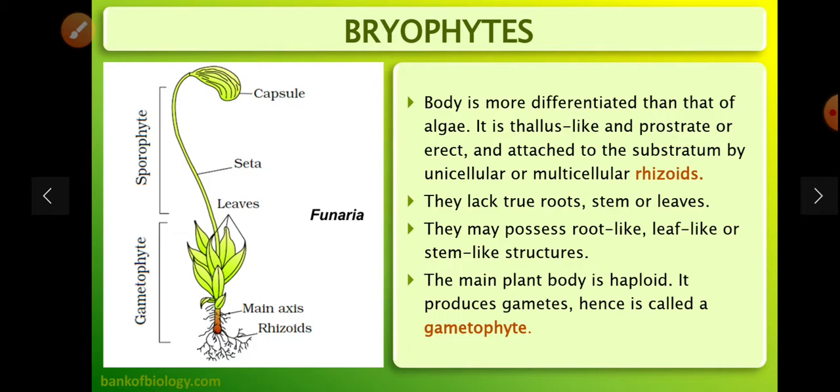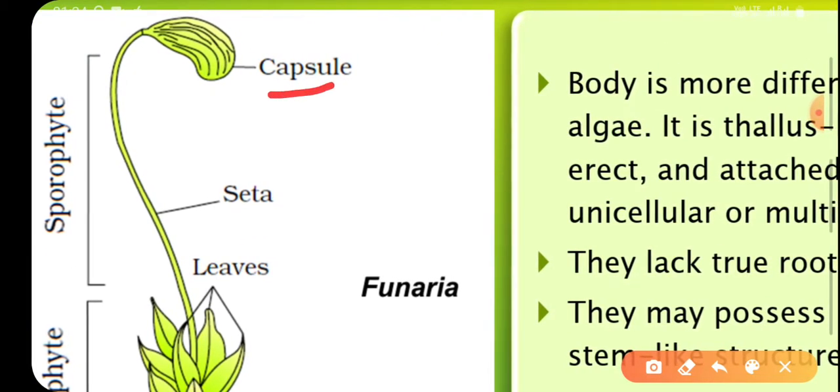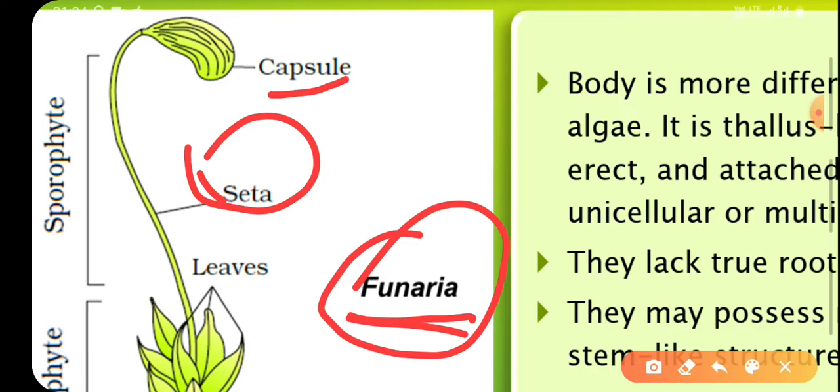The main plant body is haploid. Haploid means n. It produces gametes, hence it is called a gametophyte. You can see this diagram: that is the capsule, that is the seta. The example of that plant is Funaria, that is the sporophyte.